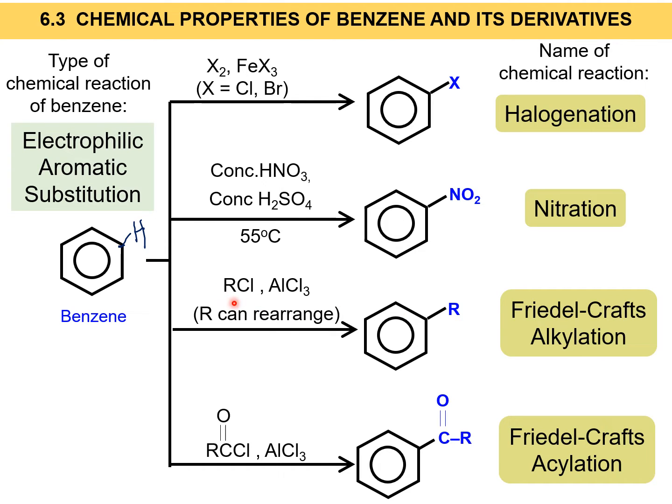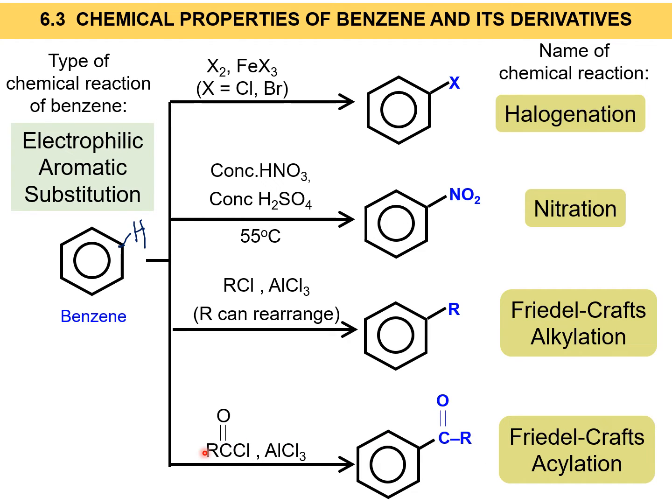Okay, R ni adalah alkyl group. It can rearrange, it can be any alkyl group that you know of. Okay, and then dia akan react dengan acid catalyst AlCl3. Nanti kita akan dapatlah as the product substituents dia adalah alkyl. Lastly ialah Friedel-Crafts acylation. Friedel-Crafts acylation ni di mana kita akan substitute H with C double bond O alkyl group.